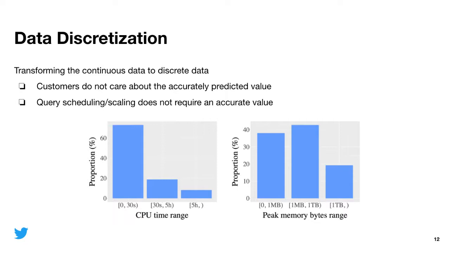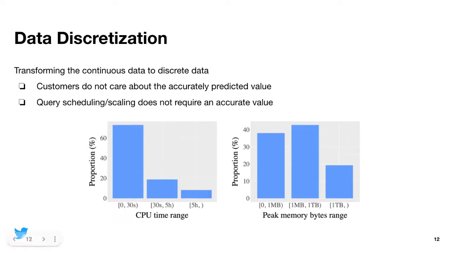For the CPU time, the ranges are 0 to 30 seconds, 30 seconds to 5 hours, and more than 5 hours. For peak memory bytes, the ranges are 0 to 1 megabyte, 1 megabyte to 1 terabyte, and more than 1 terabyte. And why did we select those ranges? Here we have 5 hours and 1 terabyte selected as the boundaries for resource consuming queries. This is because those two values are previous thresholds in our system. So those are the boundaries for resource consuming queries.